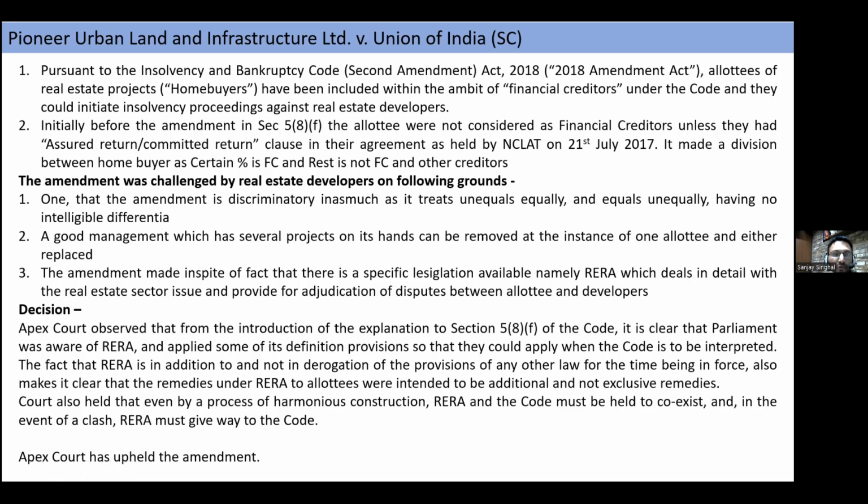The second main ground was a very valid ground. A good management which has several projects on its hands can be removed at the instance of one allottee or one home buyer and be replaced. So the ground was that there is a builder who has two or more projects in hand. If there is a delay or default in one project, while the rest of the projects are going very well, then that management can be replaced on the application of one allottee, and even the company can go into liquidation, which is a commercial death to the company.